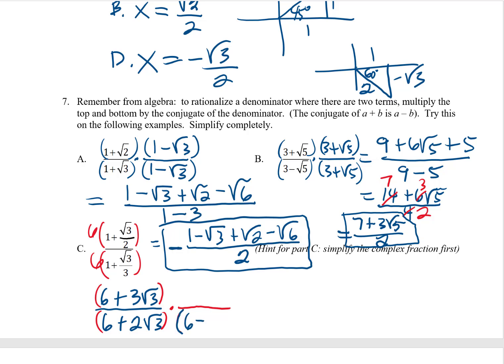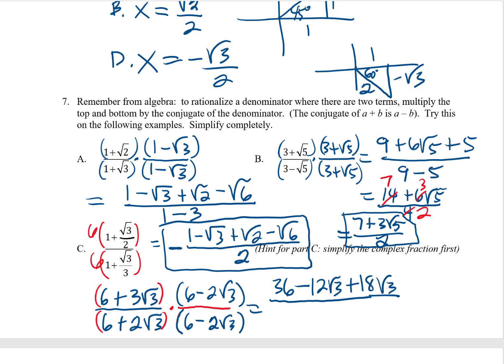So 6 minus 2 root 3 would be the conjugate. Just change the sign in the middle. 6 minus 2 root 3. The top will be more involved. Let's see, I've got 36. The outer is minus 12 root 3. The inner is plus 18 root 3. And the last, let's see, it's minus 3 times 2 is 6. The 2 root 3's will make a 3, so 6 times 3 is 18.